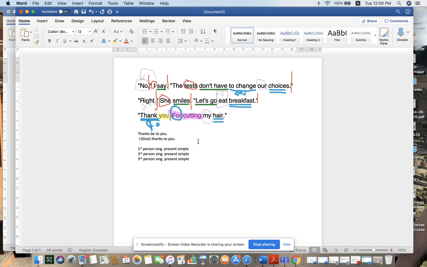Let's go eat breakfast is different. Let us go, that's first person plural because it's we who are going. And this is not an indicative. These ones were all indicative. But this one is present. It's simple, but it's subjunctive. Right? And then we have pretty much that's it. That's all of our ideas and all of our verb tenses.